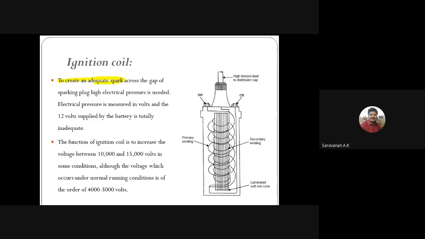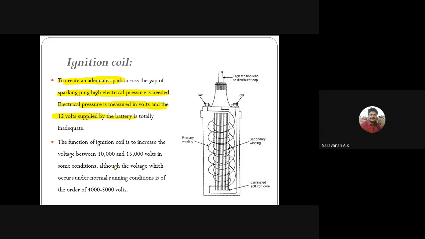To create the adequate spark across the gap between the electrodes of the spark plug, a high electrical pressure is needed. The electrical pressure is measured in terms of the voltage. Normally 12 volt is supplied by the battery, and the spark will be produced. Here the function of the ignition coil is to increase the voltage to between 10,000 and 15,000 volts.